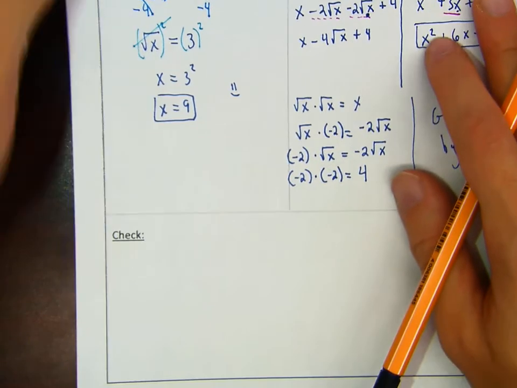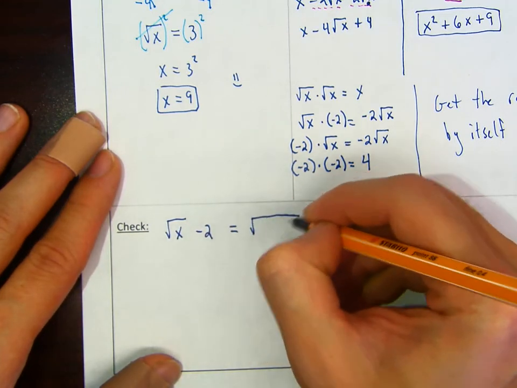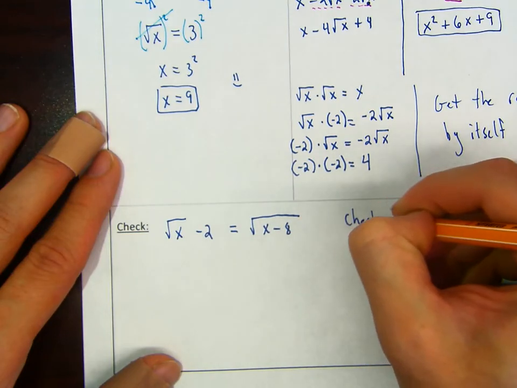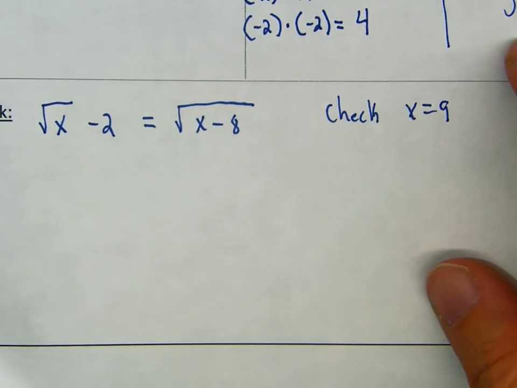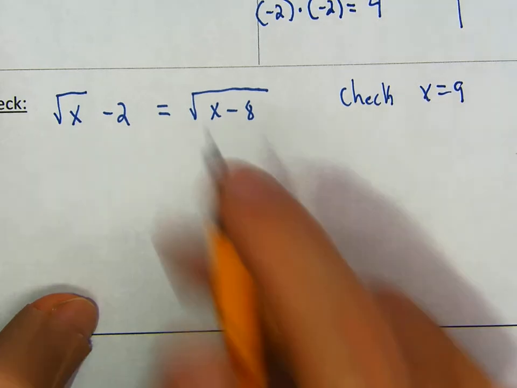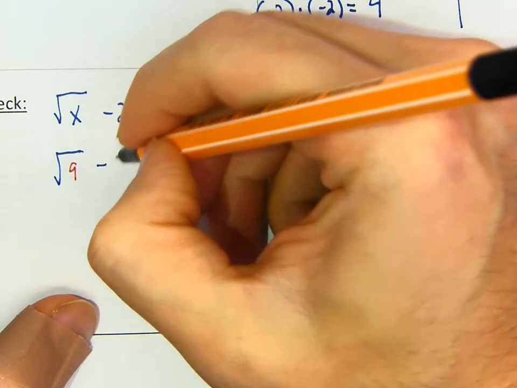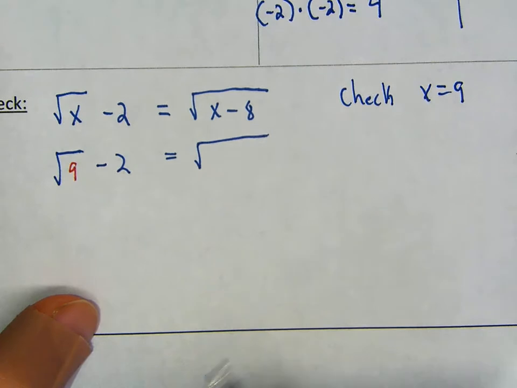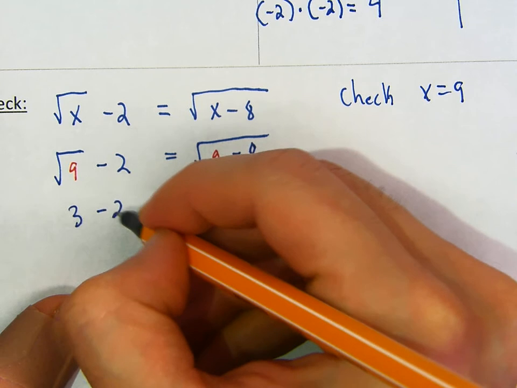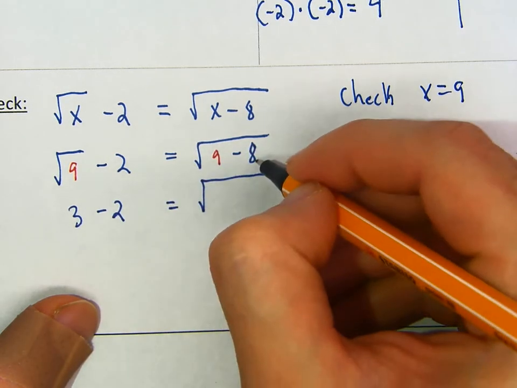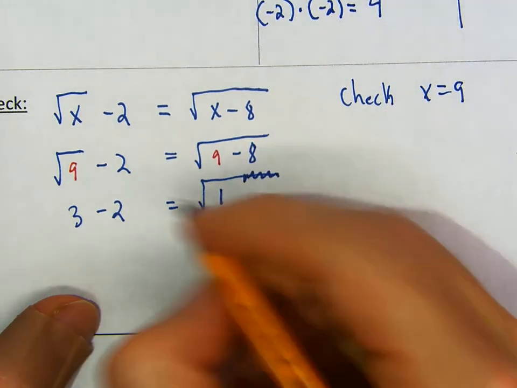So let's see. The original problem is square root x minus 2 is equal to square root of x minus 8, and we're going to check for x equals 9. Okay? Pause the video and try and do it by yourself. It's really not too bad. Right. If x is 9, then this is square root of 9 minus 2 equals square root 9 minus 8. Square root of 9 is 3 minus 2 is equal to square root of 9 minus 8, which is 1. Right? 3 minus 2 is 1.